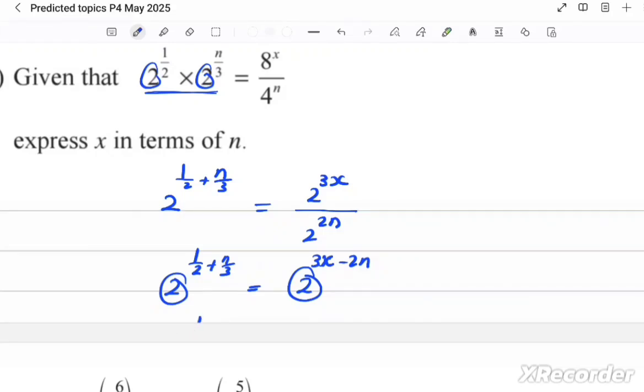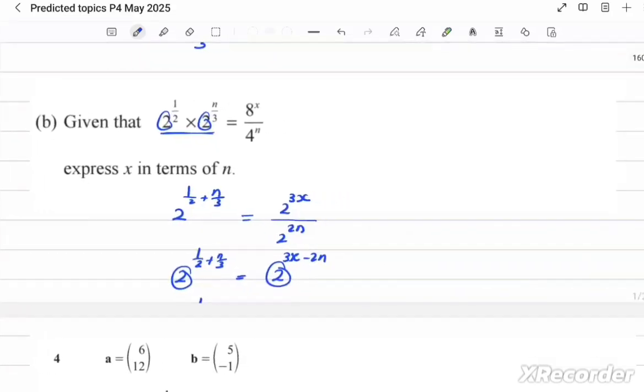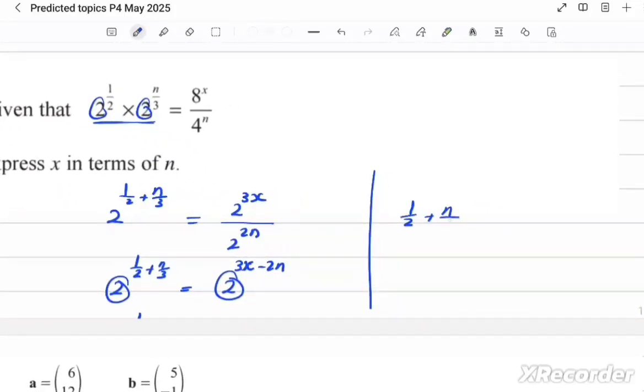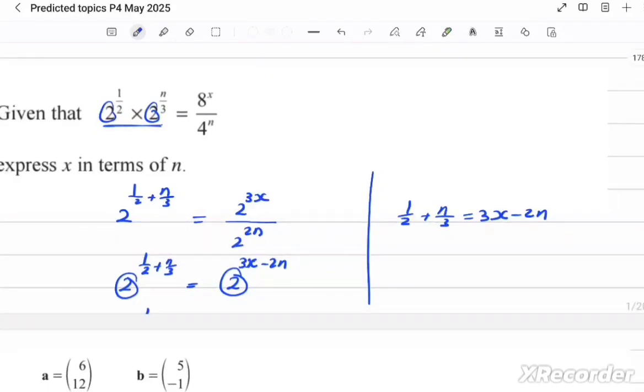So let's write it out. We can say that 1/2 plus n over 3 equals 3x minus 2n. Okay, what was the question? Express x in terms of n. So we need to find x. Let's make x the subject.